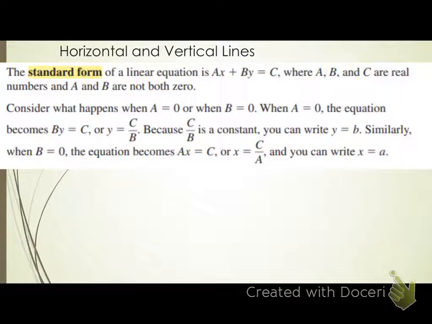The standard form of a linear equation is ax plus by equals c, where a, b, and c are real numbers, and a and b are not both 0. So, a, b, and c are just numbers. So it could be 5x plus 4y equals 3. That could be standard form of a linear equation.